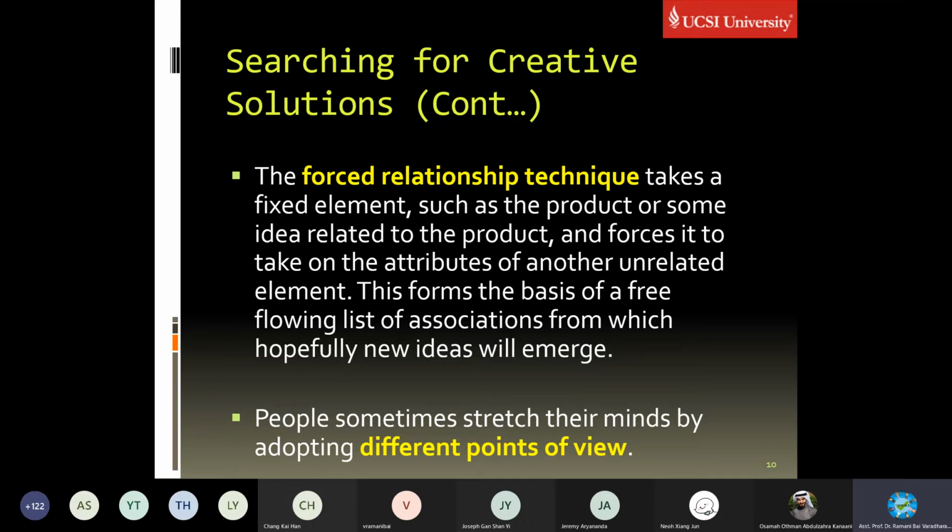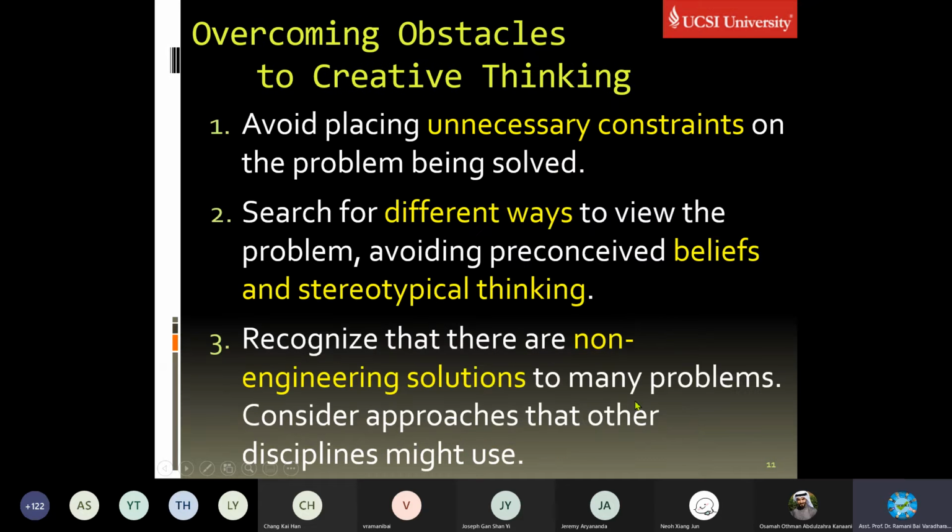So people sometimes stretch their minds by adapting different points of view. Initially, for example, you might have set 100% efficiency, but you end up with 60%, right? Then you improve it, provided everything and other factors are also contributing to it. With that, you can achieve 100%.